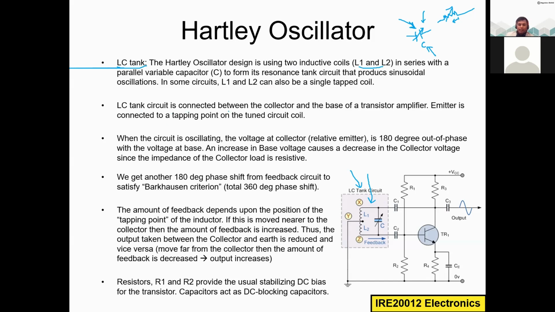The LC tank circuit is connected between the collector and the base of a transistor amplifier. Here we know this is the base of the transistor, this is the collector, and this is the emitter. This is in the common emitter configuration. So this tank circuit is connected between the base and the collector of this transistor, and the emitter is connected to a tapping point of the tank circuit.